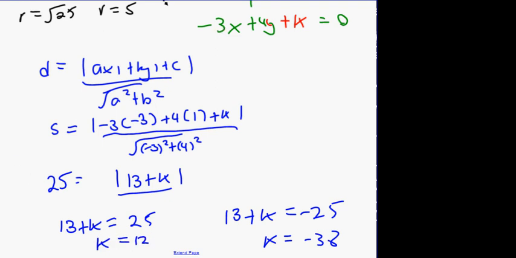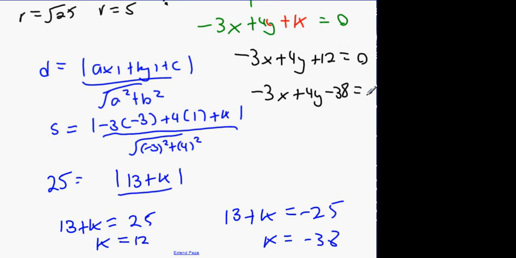Therefore, the two equations of the lines you're looking at here are minus 3x plus 4y plus 12 equals 0, and the second equation is minus 3x plus 4y minus 38 equals 0.